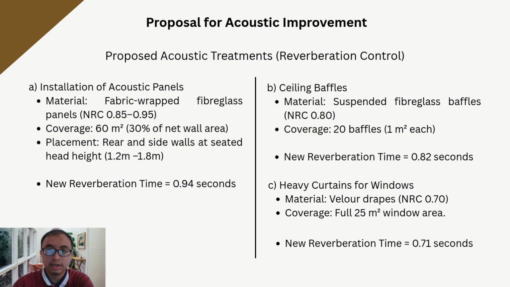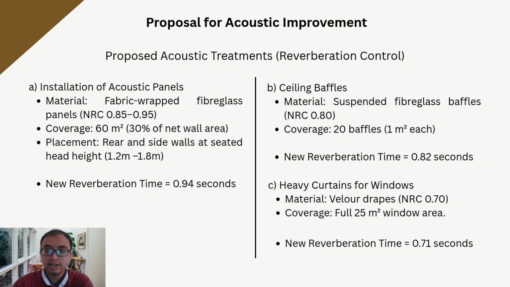For the proposed acoustic treatments, focusing on reverberation control, first is the installation of acoustic panels, where the material is fabric-wrapped fiberglass panel. It will cover 60 square meters, which is 30% of the net wall area. The placement is rear and side wall at seated head height. And the new reverberation time is 0.94 seconds.